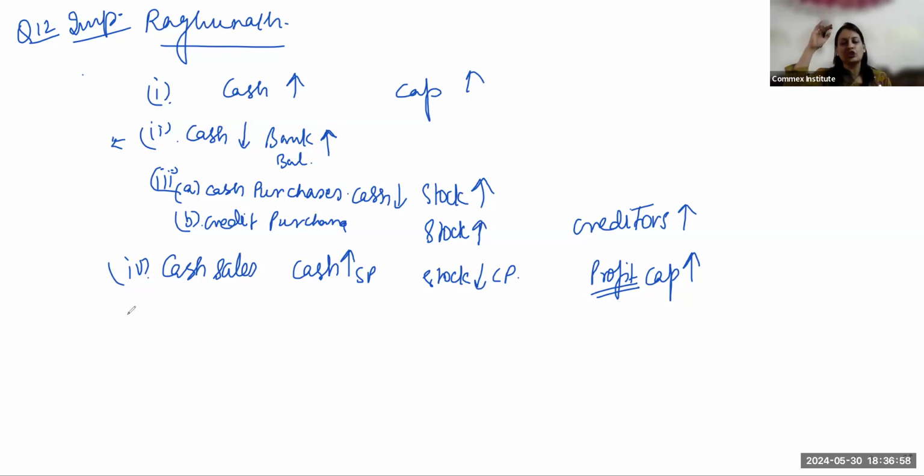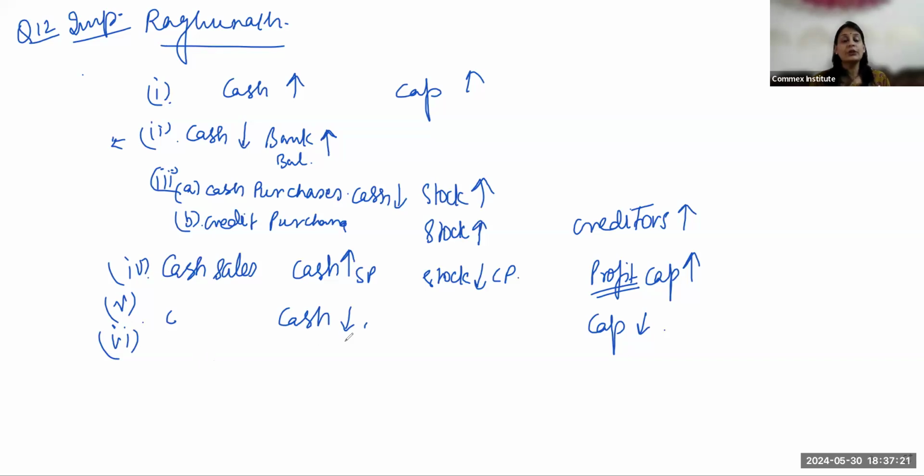When you make sales, your stock decreases. You give away the goods to the customer, right? And your cash will increase because your customer is going to give you cash. Rent paid. So your cash is going to decrease because you paid the rent, and because it is revenue expenditure, the capital will decrease.